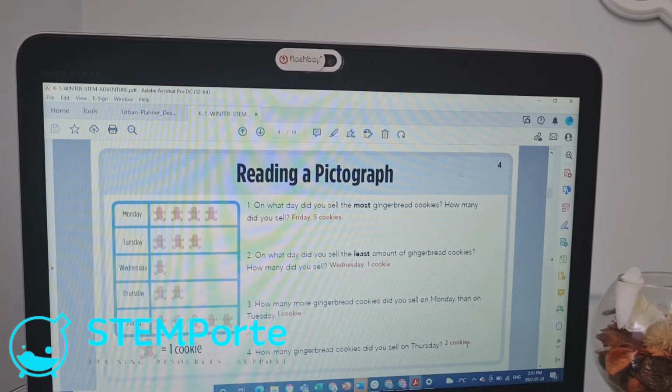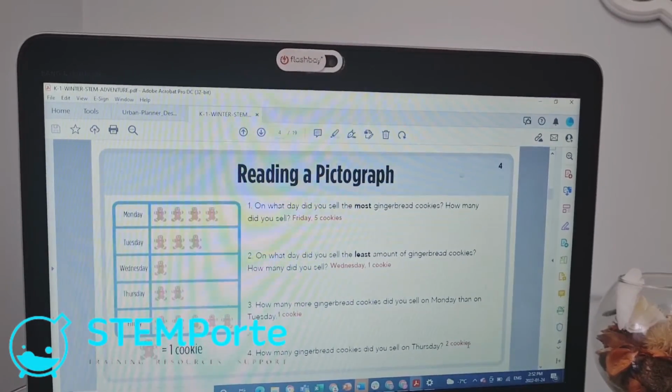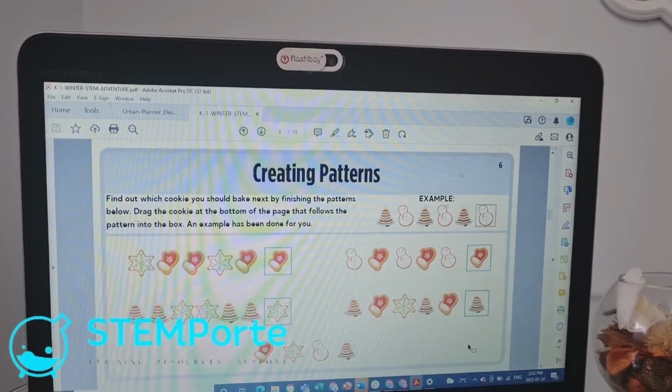On what day did you sell the least amount of gingerbread cookies? And then they go ahead to identify the day and then count the least amounts. How many more gingerbread cookies did you sell on Monday than on Tuesday? And what are they doing here? They're of course going to count Monday cookies, count Tuesday cookies, and do a subtraction. And then how many gingerbread cookies did you sell on Thursday? And then they count the number of cookies. Interesting, right?